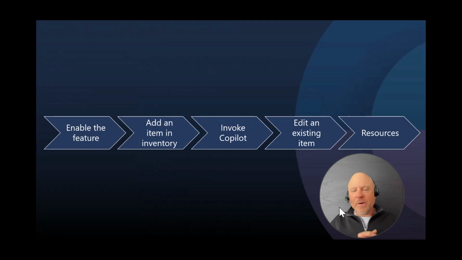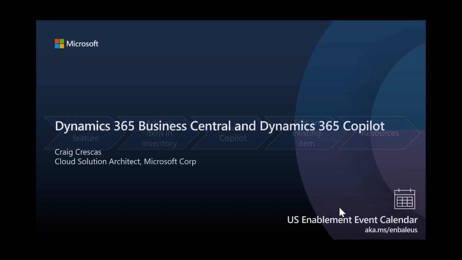Again, this video was designed just to get you started. Marketing text is just the beginning. So we're excited about the possibilities, getting you to think as a partner beyond just chatbots. So in this demo, we talked about how to enable the feature. We added a new item by importing a photograph or an image. We invoked Copilot, we edited an existing item, and then there were some resources for you to get started.